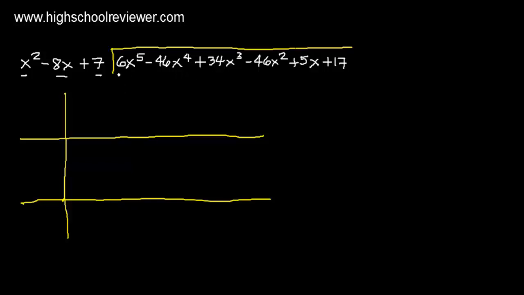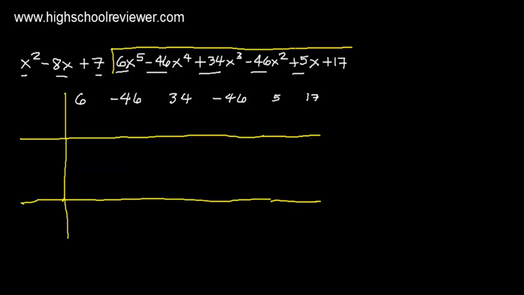The first coefficient is positive 6. Put positive 6 here. This is followed by negative 46. Okay, we have here negative 46. And then positive 34. Negative 46, followed by positive 5, and positive 17. Okay, let us extend the yellow portion so that it will cover positive 17.